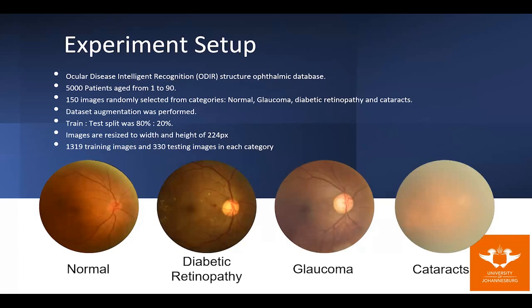Dataset augmentation was performed by randomly rotating and zooming in on each of the images, which increased the image count to 1,649 in each category and 6,596 images in total. The images are all 224 pixels by 224 pixels and are randomly divided into 80% training and 20% testing. This produced 1,319 training images and 330 testing images for each category.